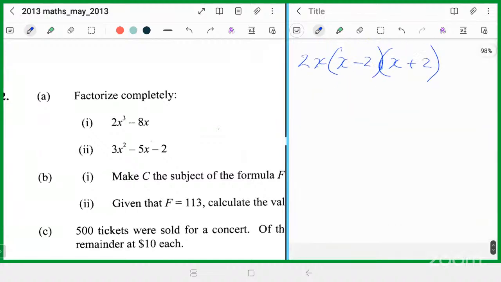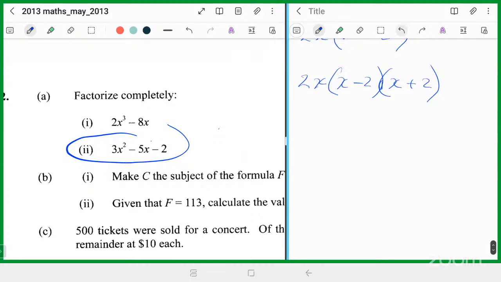We'll come to this one. Factorize. That's a quadratic. Right? And I don't like to do mathematics.